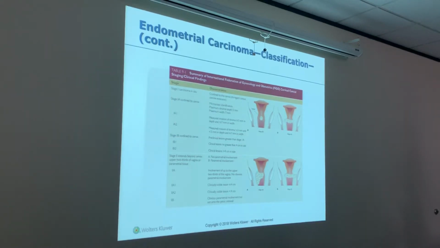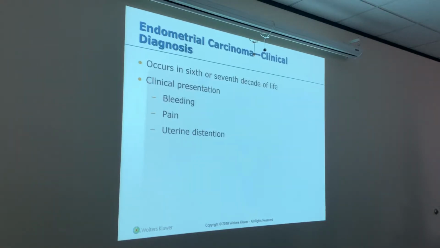Okay, so those are just the classifications, y'all can look at that. Endometrial cancer usually happens to someone in their 60s or their 70s. You have bleeding, pain, and uterine distension. What is uterine distension? Too much. It's growing, it's too big, it's distended. Like if I eat too many jalapenos, it's going to distend my belly, okay? So that's what uterine distension means.